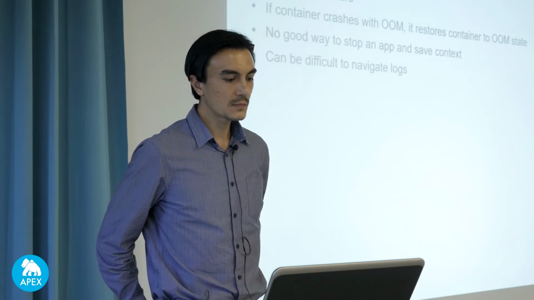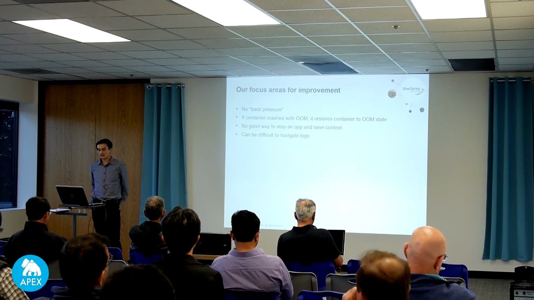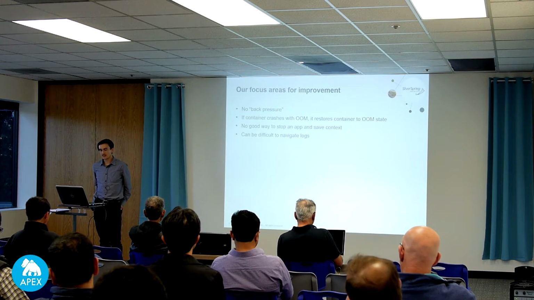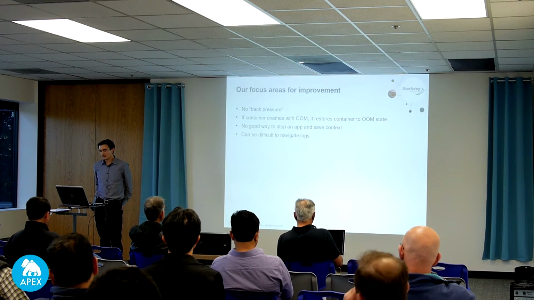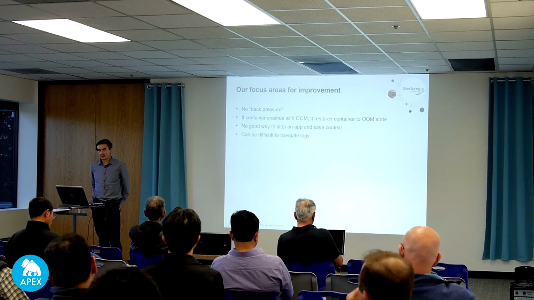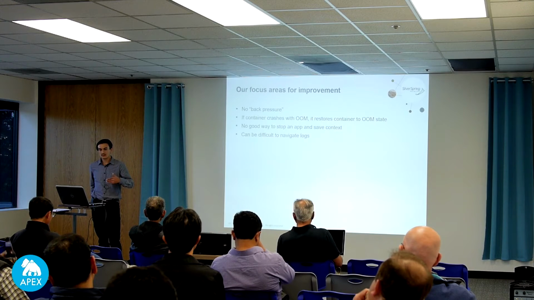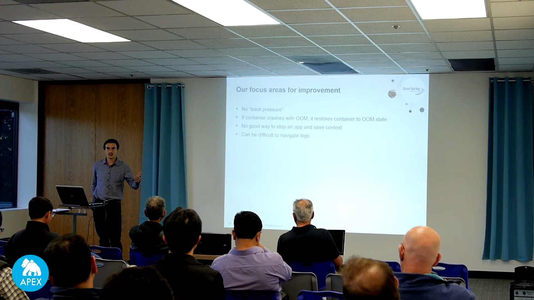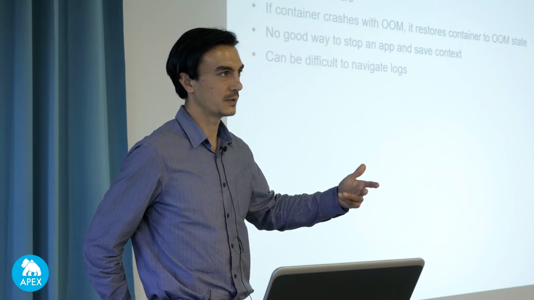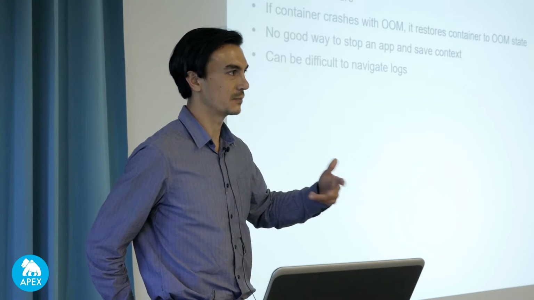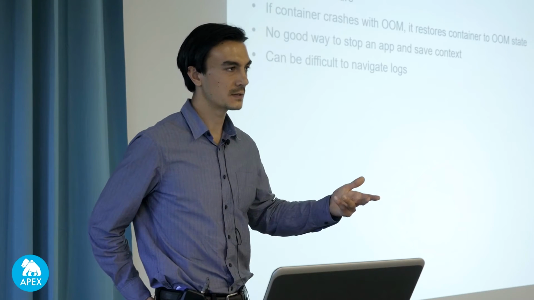Secondly, when an operator crashes with an out-of-memory error, Data Torrent was restoring that yarn container to the same conditions that led to that state, so that's a problem. There wasn't a good way to stop an app and save the context where you stopped. There's kind of this understanding that these applications are running continuously and you want them to be always up, but in our release cycle, we extend apps and we make changes. So there are times when you have to bring down the app and bring it up again, and you want to pick up where you left off.